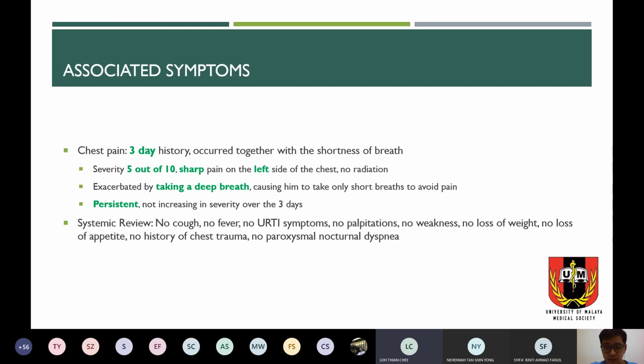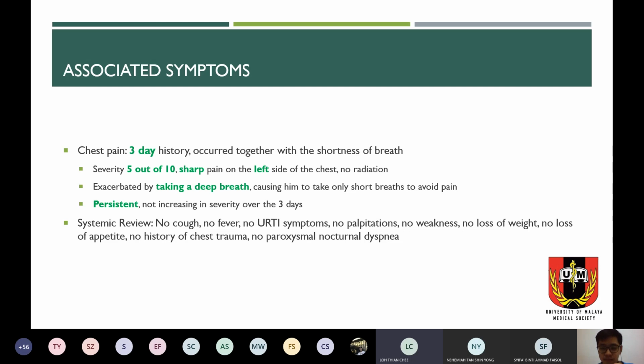So if he takes a deep breath, what will be the pain score? Oh, that one I didn't ask, but it should be worse. Yeah, but how much worse? Not that sure. Hypothetically, let's say 8 out of 10. Okay. So let's say if this is a cardiac pain, so 3 days worth of 5 out of 10 chest pain, likely or not, if this is cardiac? No, not really. Not very likely.